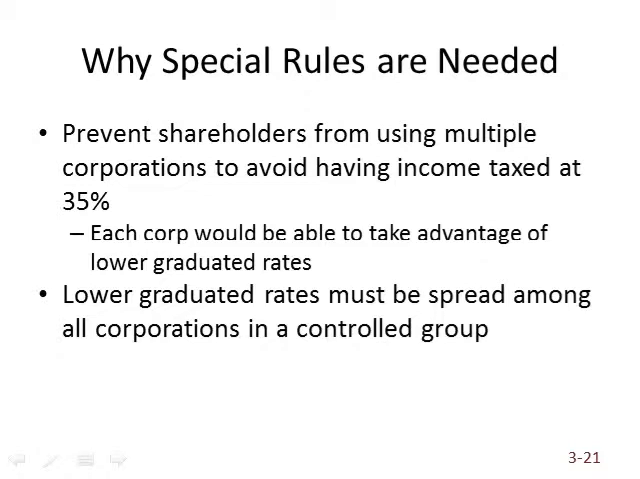We need these special rules for control groups so that we prevent shareholders from using multiple corporations to avoid having income taxed at 35%. It would be easy to see where if you had an owner who controlled 2 or 3 corporations, there would be a way through transfer pricing to manipulate the net income of those corporations to perhaps keep each one in a lower tax bracket, rather than having one corporation recognize all of the net income, which might throw them into a higher tax bracket. And so these special rules are really created to prevent controlling shareholders from manipulating the earnings of multiple corporations that they own, in order to stay in a lower tax bracket.